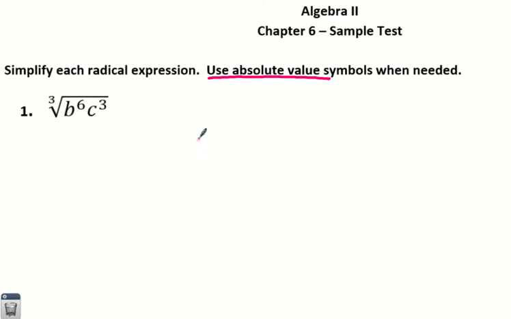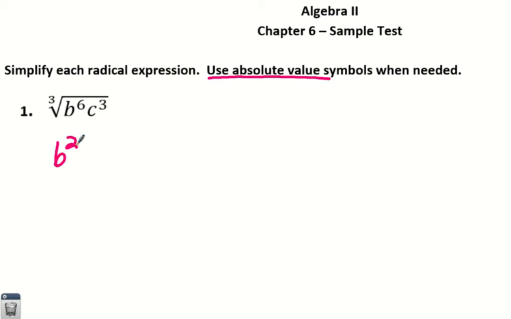Okay? Now, can we take a clean third root of b to the sixth, or do we have to break something off of b to the sixth that we can take a clean third root of? And also you're going to be looking at, can we take a clean third root of c to the third, or do we have to break something off? Well, actually, as it turns out, we can just go ahead and take a third root of b to the sixth, and that's going to be b to the second.